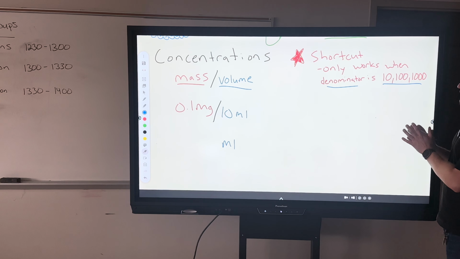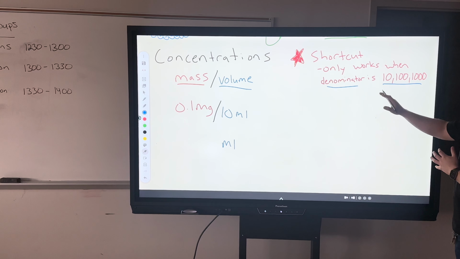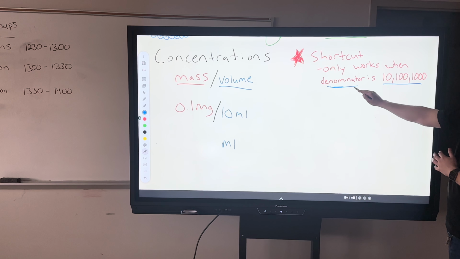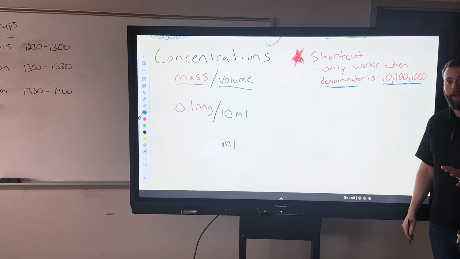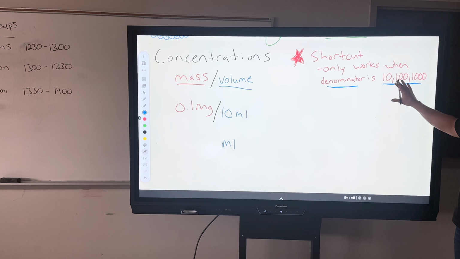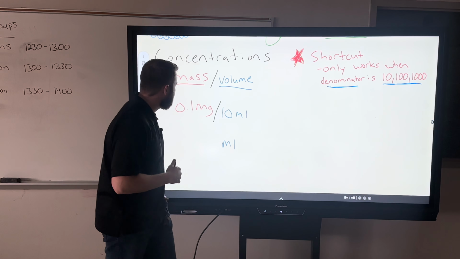Now, for this shortcut method, we have to get the denominator to be a factor of 10, 100, or 1000, right? Without this denominator being 10, 100, or 1000, the shortcut method that I'm going to show you will not work.